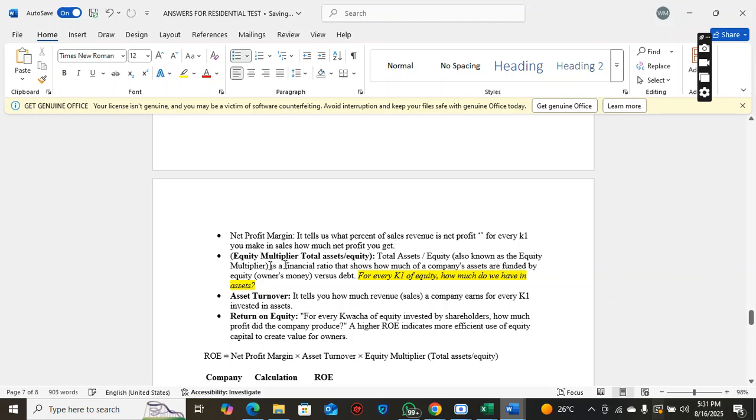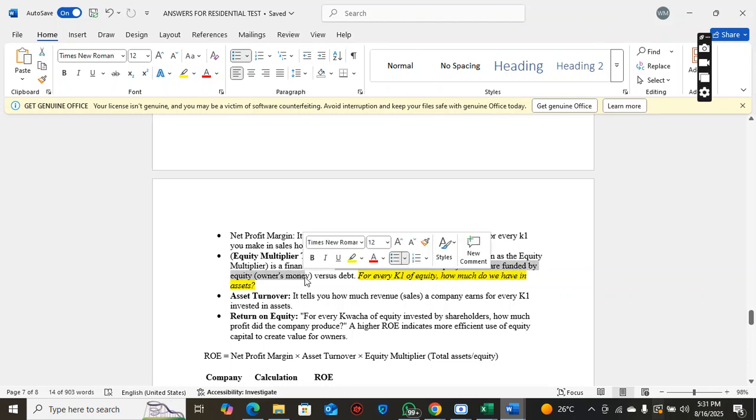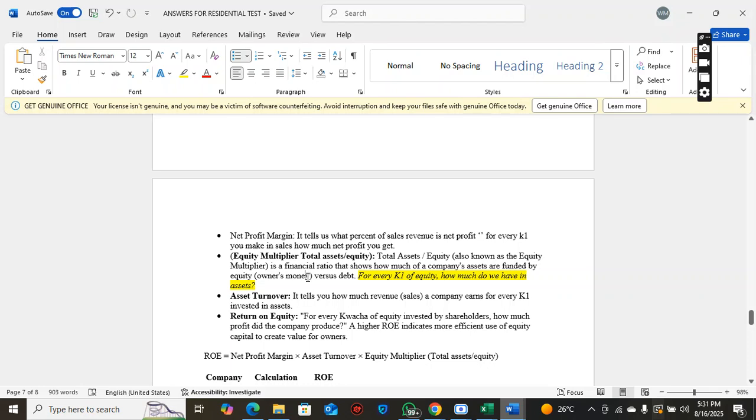Yes. Then this one, the total assets over equity, is known as the equity multiplier. It tells us how much of a company's assets are funded by equity, or the owner's money. One way you can think of it is, for every one quarter of equity, how much do we have in assets? That's how you can interpret the equity multiplier.